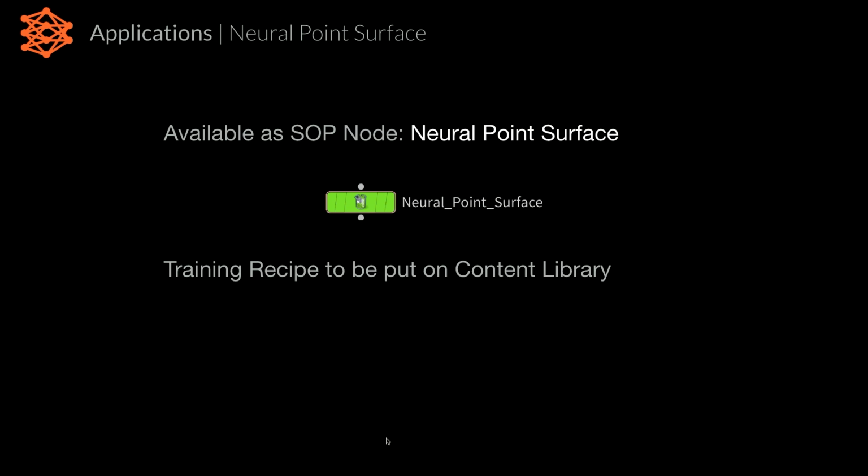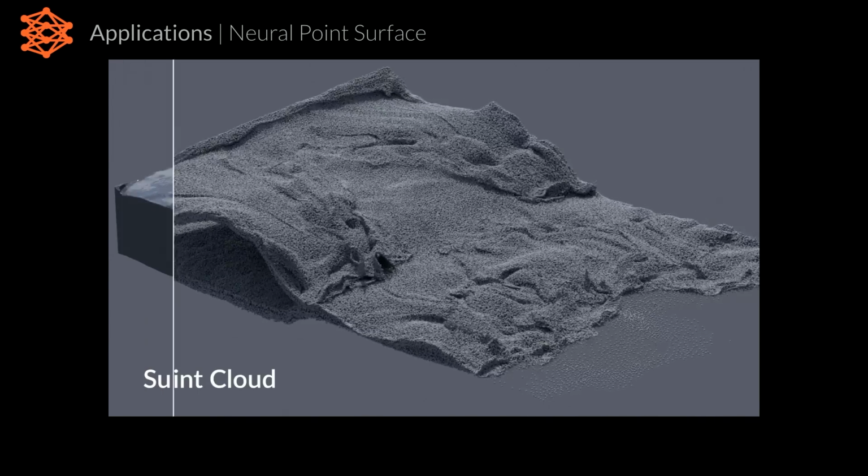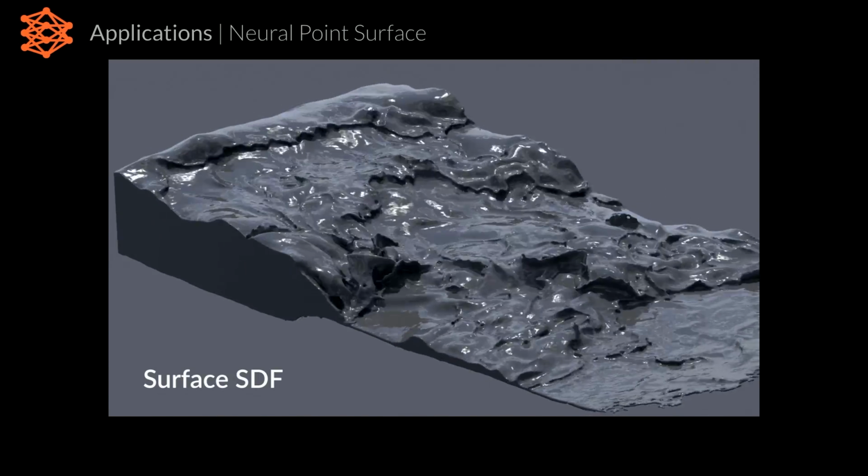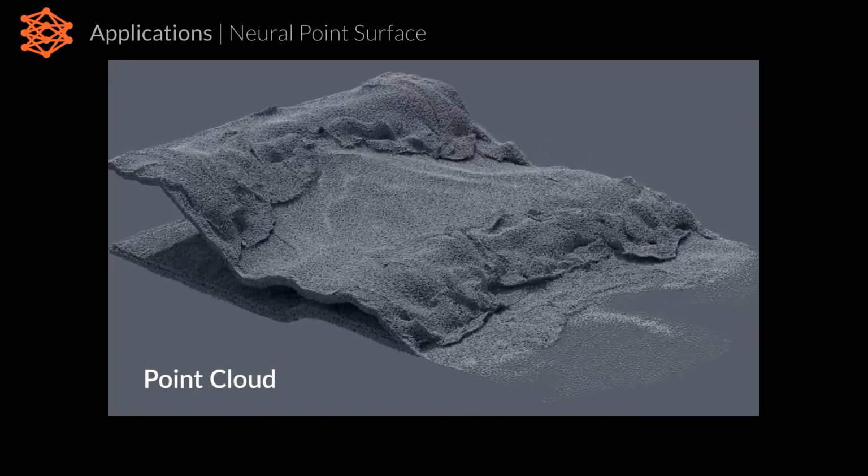Okay. So that brings us to the neural point surface that Alexandra worked on. This is available as a subnode. So it has a bunch of built-in models that ship with Houdini. So you can surface points in different styles. So here we see a point cloud that gets surfaced to an SDF.